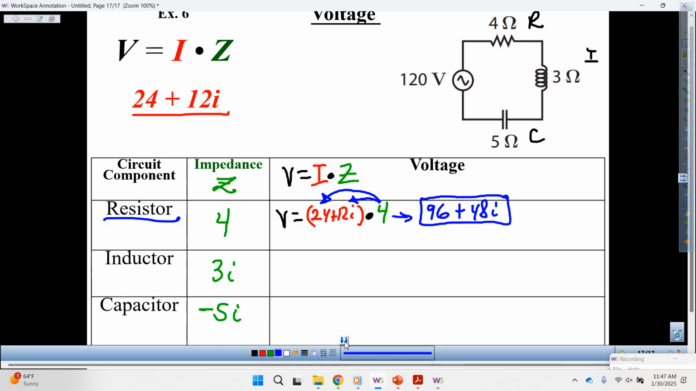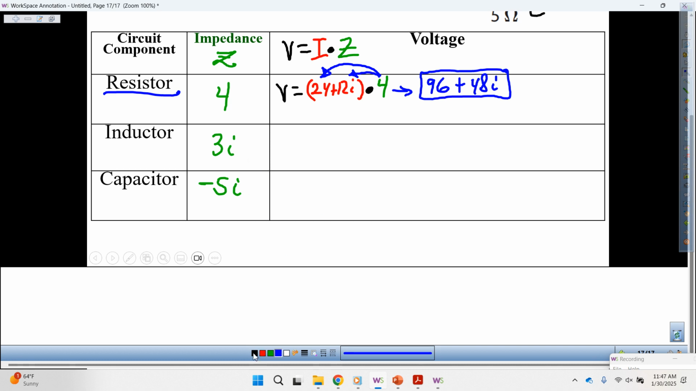Let's do one more. Let's do the inductor. Here you go. V equals, parentheses, 24 plus 12I times 3I. Here we go. Distribute. 3 times 24, that's 72I. 3I times 12I, that's 36I squared. Am I done up to right there?